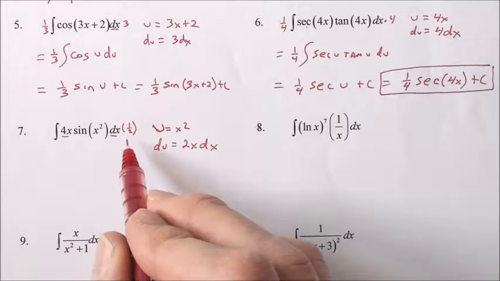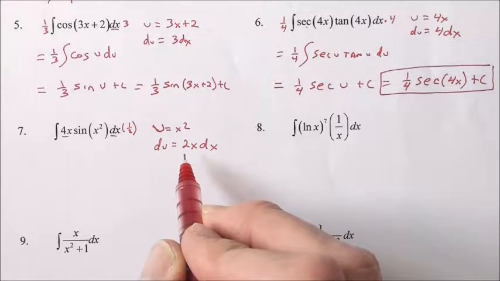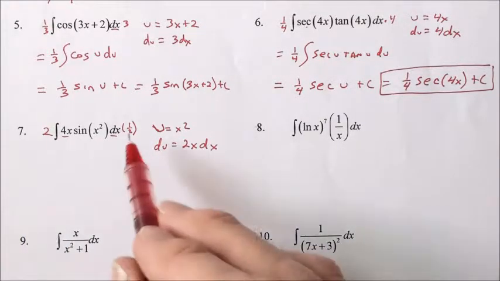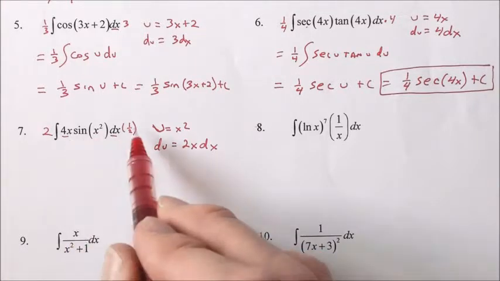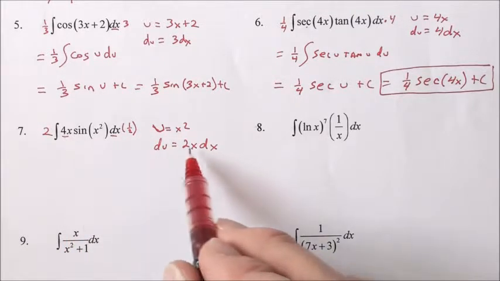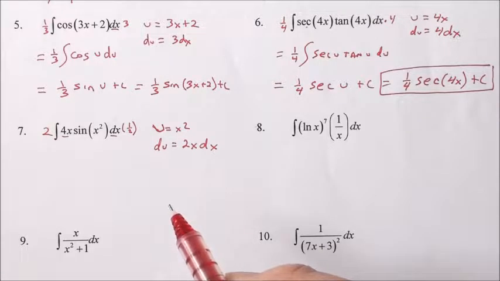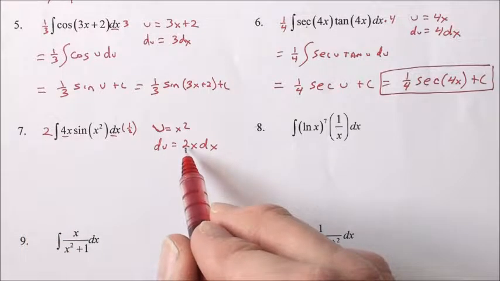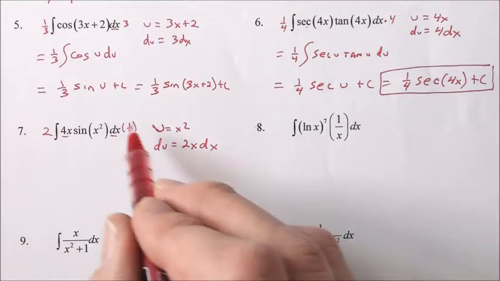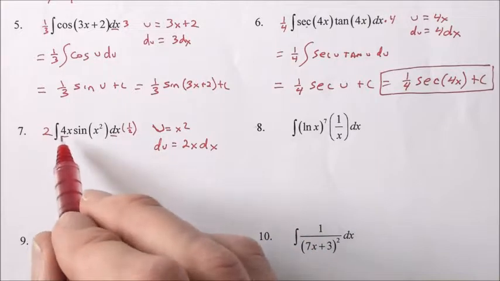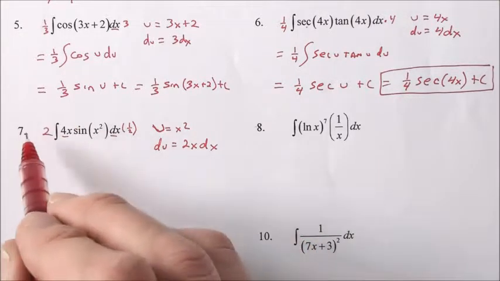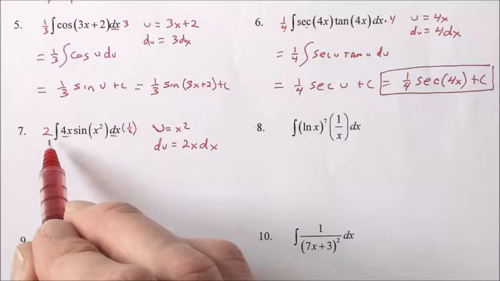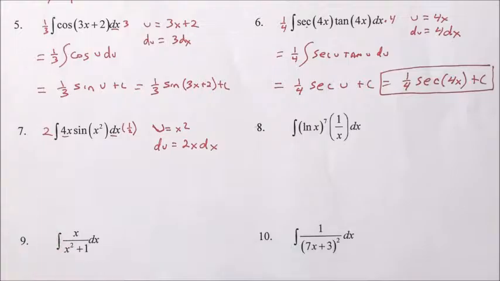Which means that we need a 2 on the outside to counterbalance the 1 half that we need on the inside, and this 1 half times that 4 gives us the 2x dx. That's one way of looking at it. Another way of looking at it is that we can pull the 4 out. If we pull the 4 out, then we need a 2 in, so we could write a 2 on the inside, giving us our 2x dx, because the 4 is out. But if we write a 2 on the inside, we need a 1 half on the outside, so we have half of 4, which once again gives us our 2. One way or another, you want to end up with a 2 on the outside of your integral.